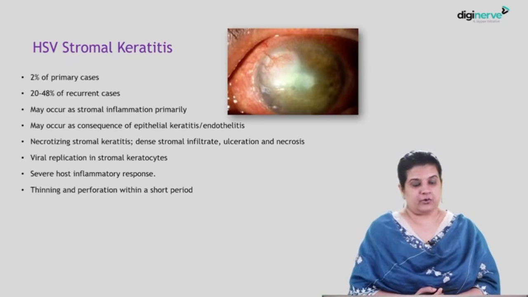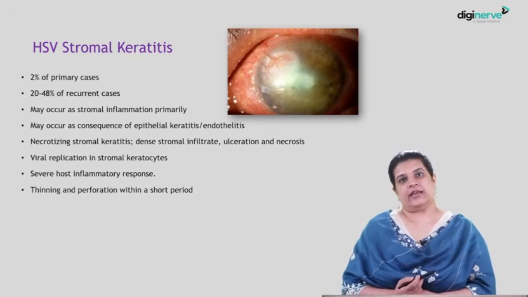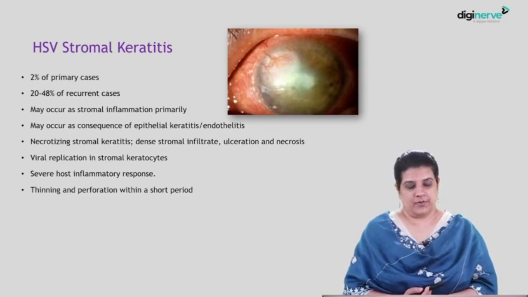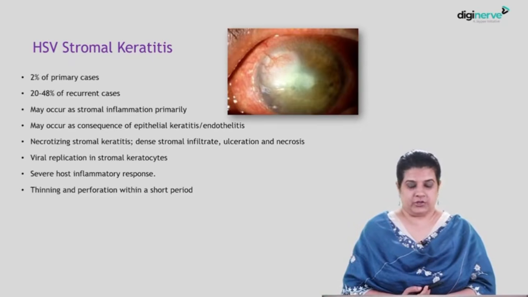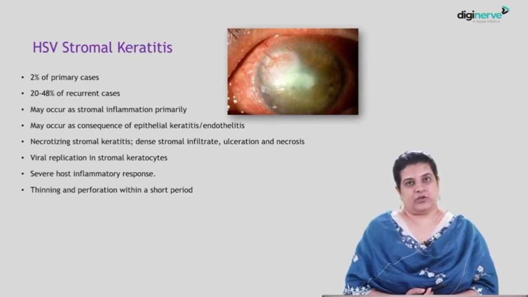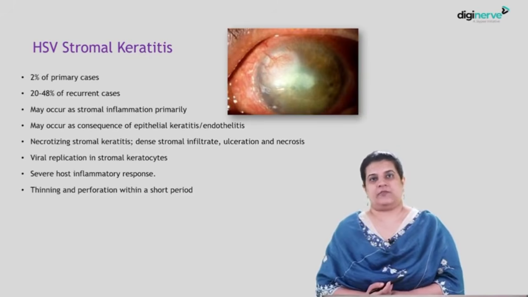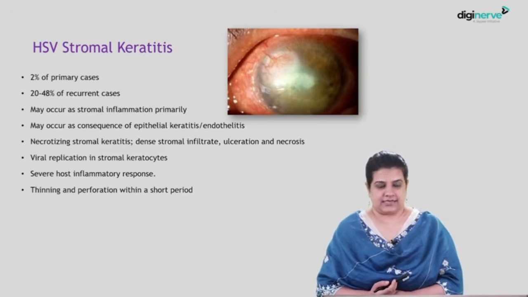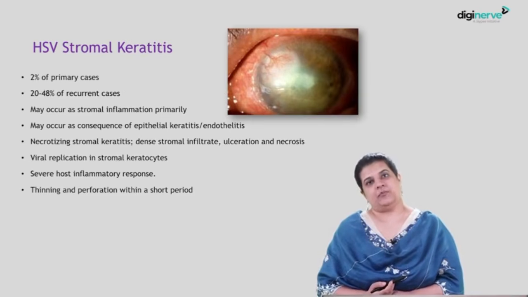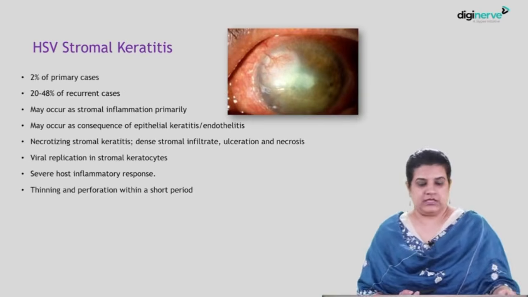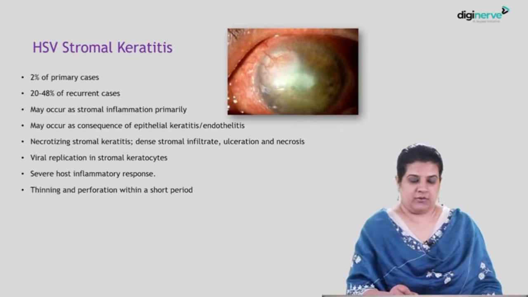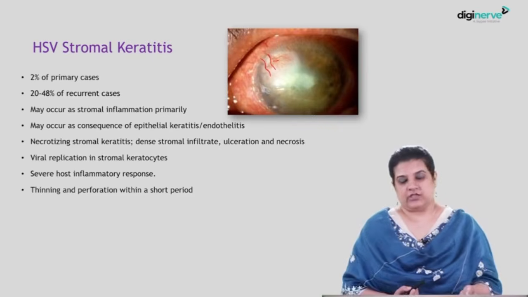Here we will have necrotizing stromal keratitis. There is necrotic activity happening in the stroma with dense stromal infiltration, which would eventually be associated with ulceration. Viral replication is happening actively in stromal keratocytes, and there is a severe host inflammatory response to this viral activity. This can lead to thinning and perforation in no time. This is also associated with prominent vascular activity. So we have conjunctivalization of the cornea in a patient who has responded to therapy for stromal keratitis.